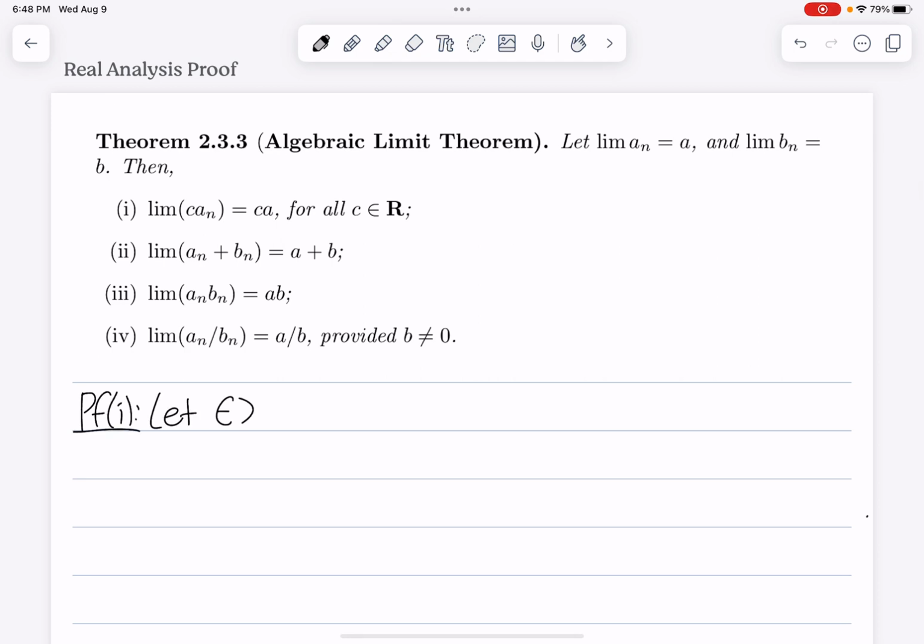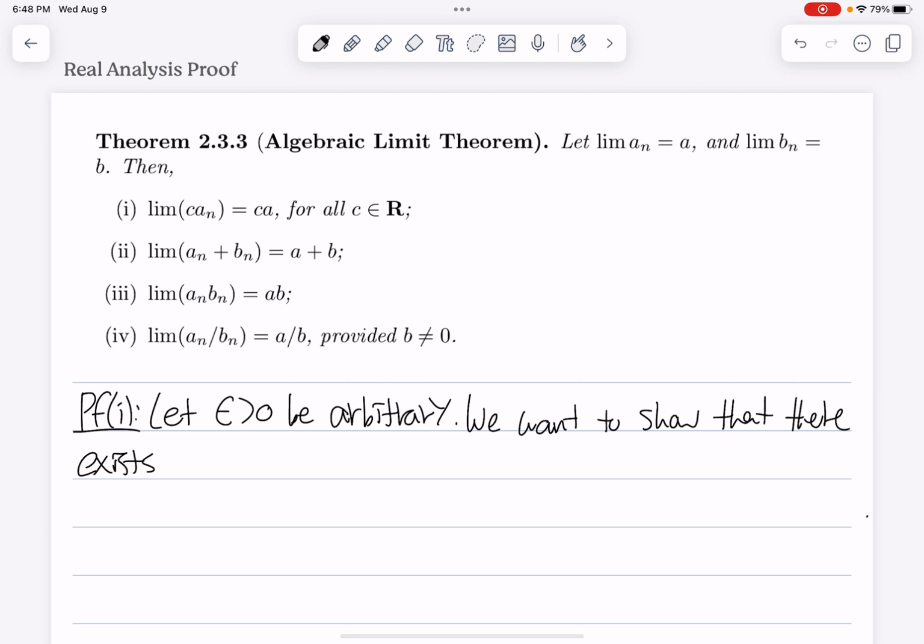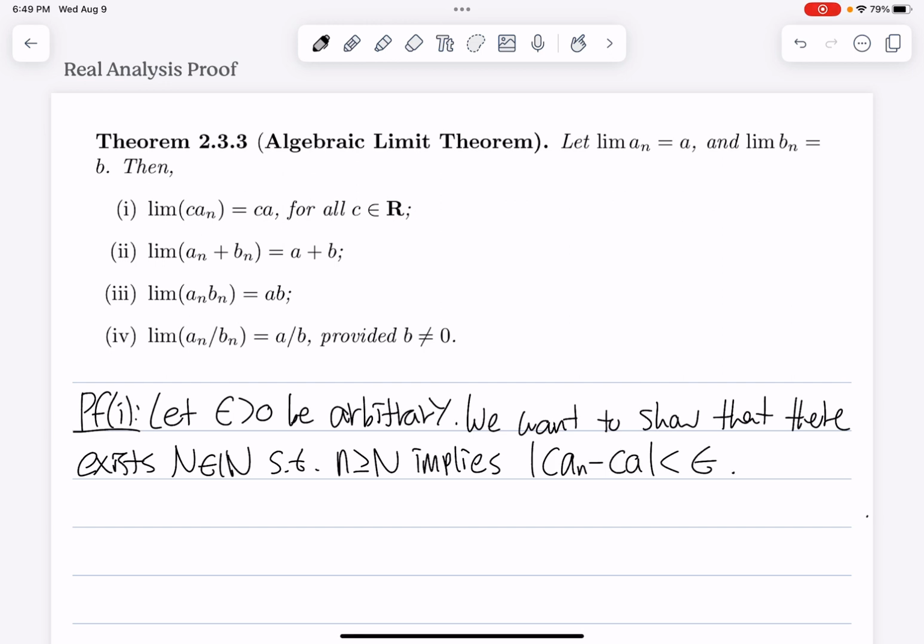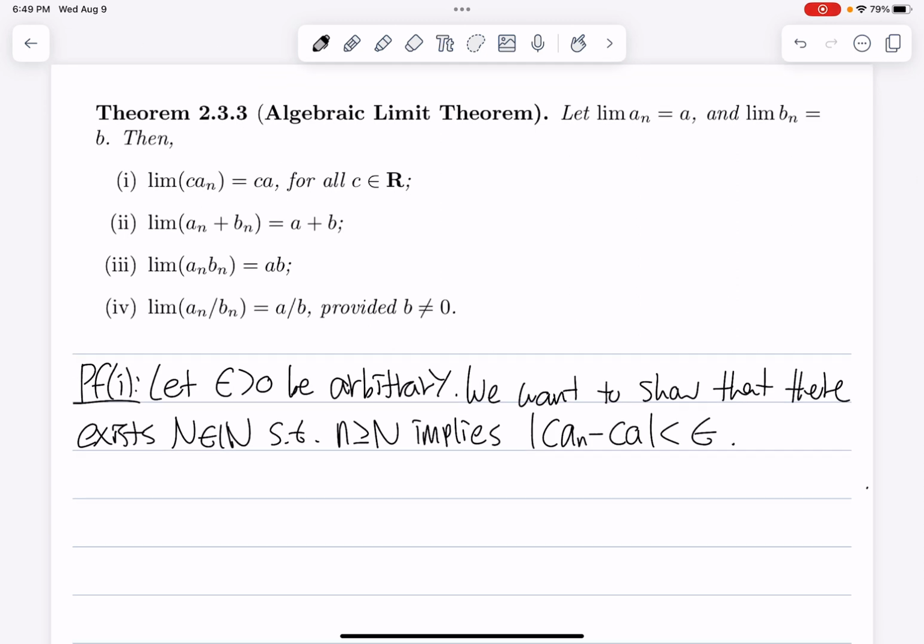Let epsilon greater than 0 be arbitrary. We want to show that there exists N in the natural numbers such that small n greater than or equal to big N implies that |can minus ca| is less than epsilon, because that's the definition of a sequence converging, and we want to show that can, this new sequence that we have, converges to ca.